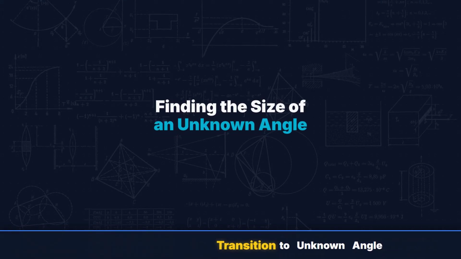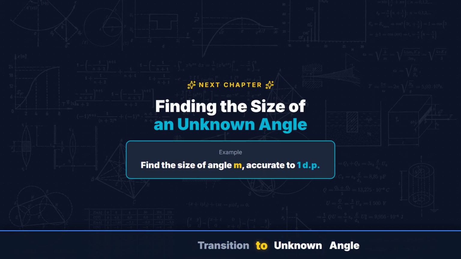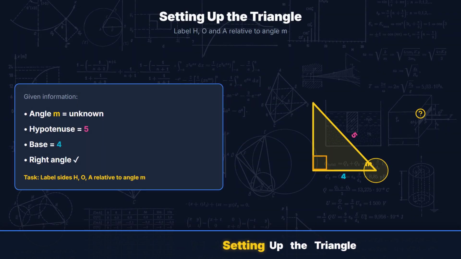Now that we have conquered compound shapes, let's look at another essential geometry skill: finding the size of an unknown angle. Let's tackle this next example together. Here is our triangle. We have an angle labeled M, a hypotenuse of 5, and a base of 4. Before we do any math, our first task is to label the sides of the triangle H, O, and A in relation to angle M.